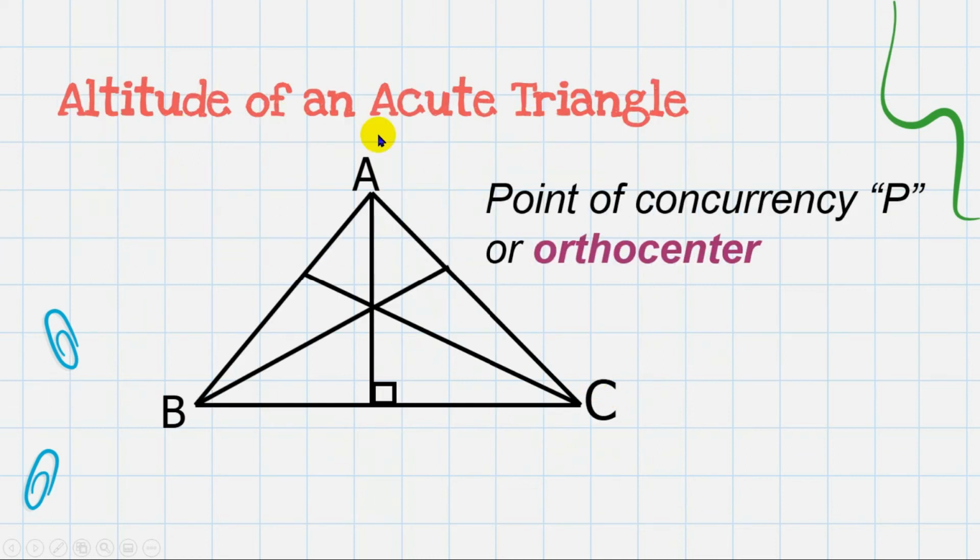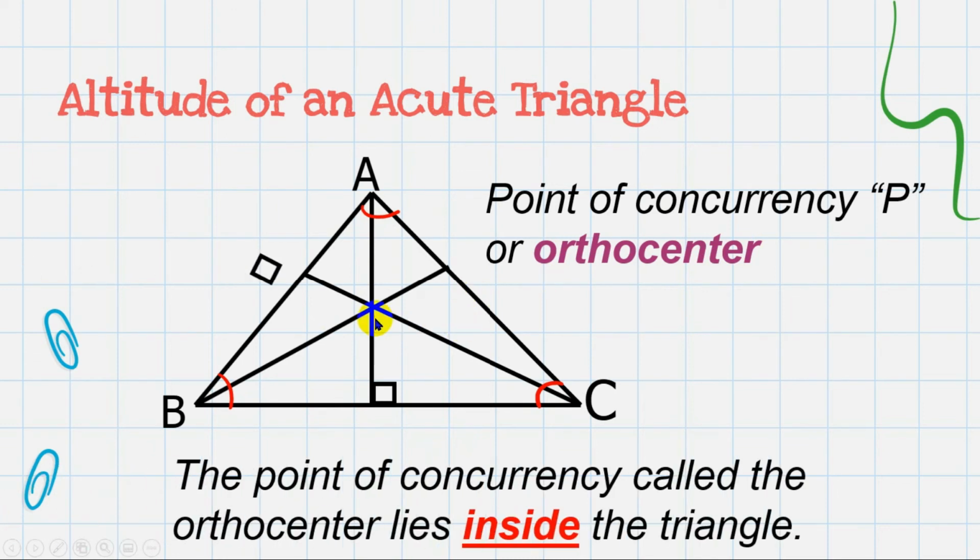Now, let us have the altitude of an acute triangle. So, when we say acute triangle, all of the three angles are less than 90 degrees. So, ganito po ang magiging itsura niya. And the point of concurrency or the orthocenter is asaan? Ayan po, nasa gitna ng ating triangle. So, the orthocenter lies inside the triangle. Tandaan, kapag acute triangle ang meron tayo, the orthocenter must lie inside the triangle.